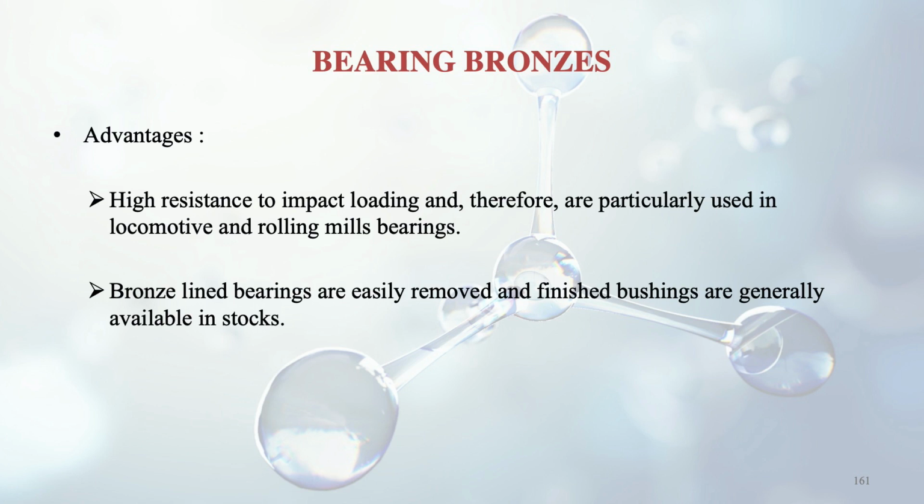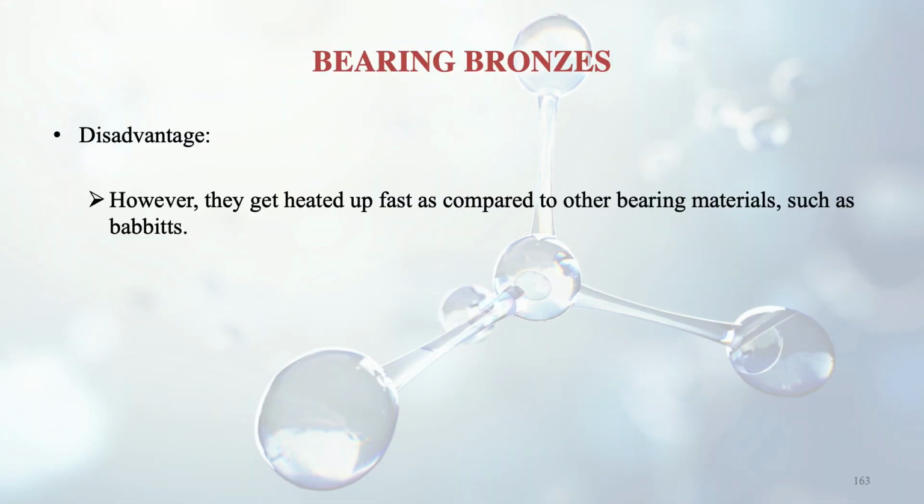Bronze line bearings are easily removed, and finished bushings are generally available in stocks. So this is one advantage also. They can be easily removed, and finished bushings are easily available. Disadvantage is that they get heated up fast as compared to other bearing materials such as the babbitts. So in comparison to the babbitts, this bearing bronze gets heated up very fast. So if high temperature applications are there, then we will have to see whether to use it or not.